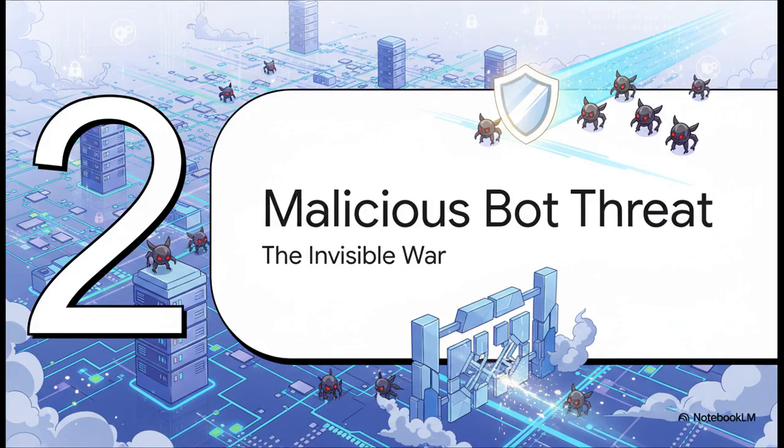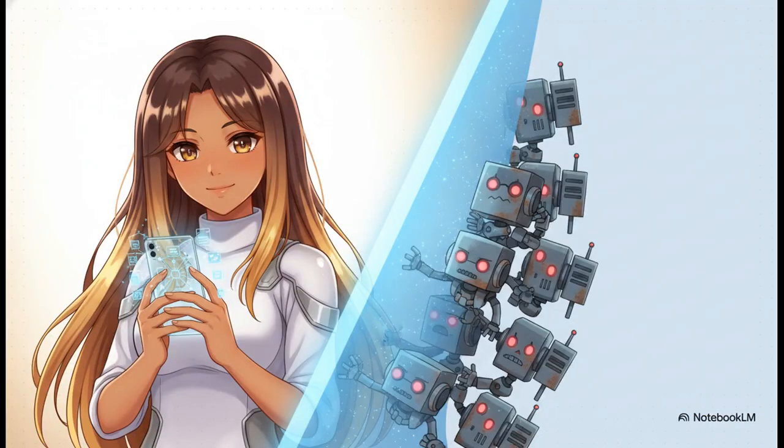Section 2. The malicious bot threat. The invisible war. So, why do we even need this security verification in the first place? Well, simply put, the internet is constantly under siege. The source text actually points out that this site uses a security service specifically to protect against malicious bots. The owner of digrajsingrajput.com has intentionally set up this dedicated gatekeeper to manage a massive divide.